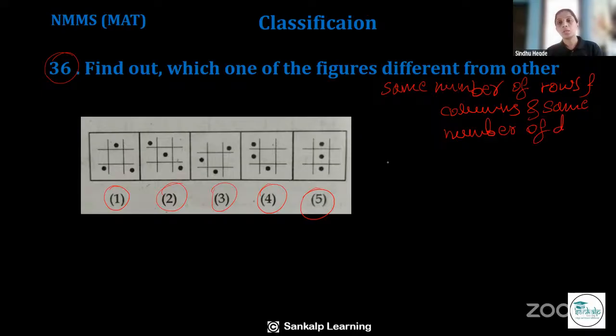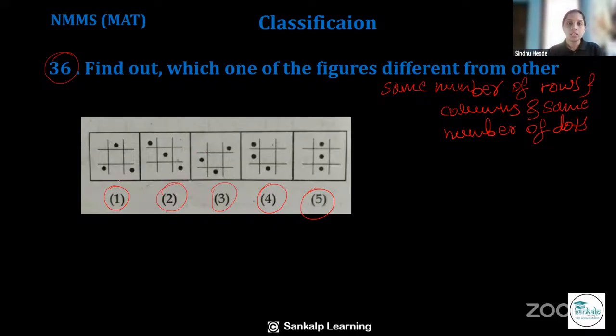Because all the images contain 3 dots: 1, 2, 3, 1, 2, 3, 1, 2, 3, 1, 2, 3 and 1, 2, 3. But their places are different. See, the common thing is all the images contain the same rows, the same columns and the same number of dots, but their dot positions are different. So on the basis of that position, we have to find out which figure is different.